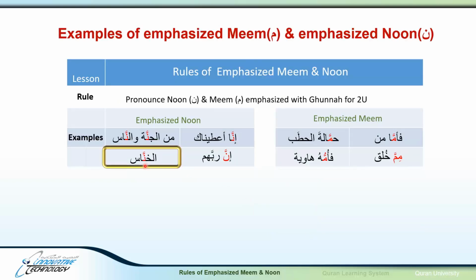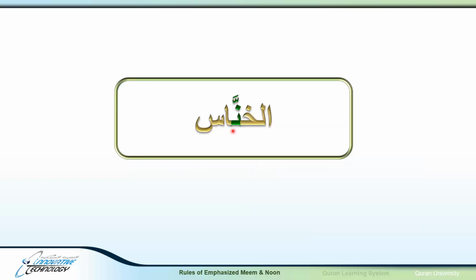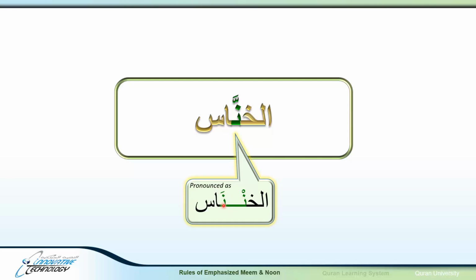Next example, al-khannas, noon with shadda, and that noon is basically 2 noons, noon sakina, noon with sukoon, al-khan, followed by noon with fatha, nas, al-khannas, so we give it ghunnah for 2 units.